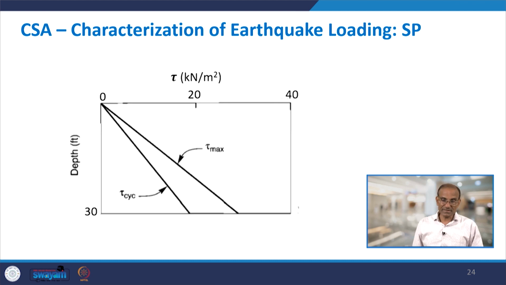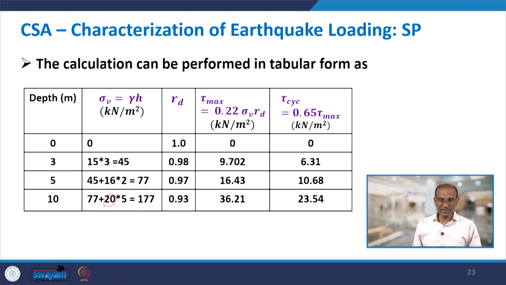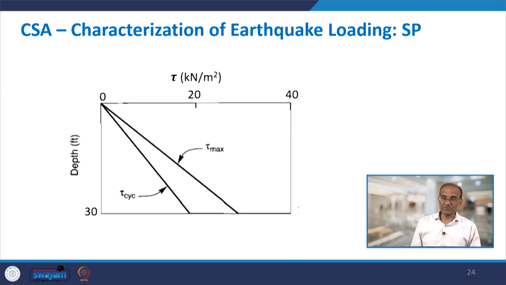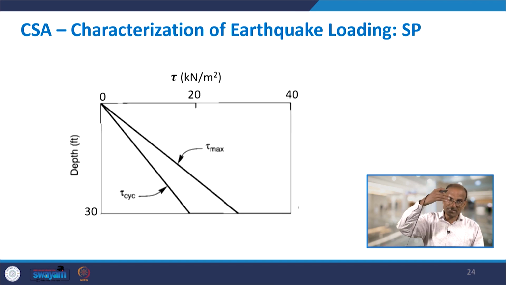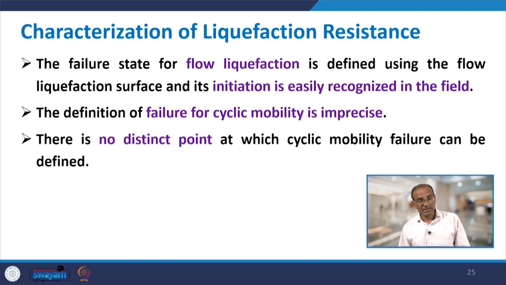This calculation should be done in tabular form to avoid errors. This was one example of the simplified procedure to calculate the shear stress induced inside the soil due to earthquake loading. Here this looks like a straight line, but it will not actually be a straight line, because the slope might be different since gamma is not constant. If gamma is constant in a homogeneous soil, then you will get a straight line like this.